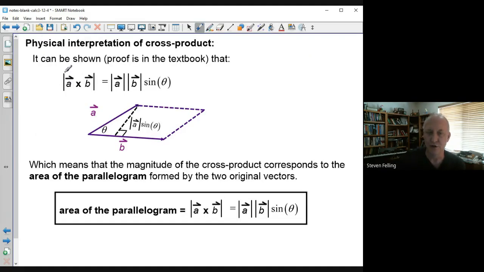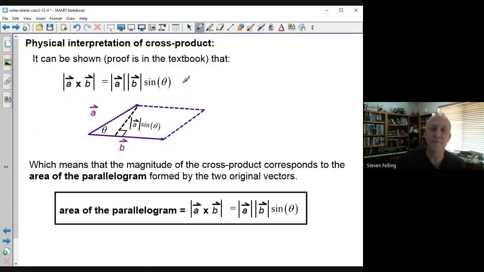It turns out that you can show that the magnitude of the cross product of two vectors is equal to the magnitude of the first vector times the magnitude of the second vector, but times the sine of the angle between the two vectors. Remember, the dot product one was the magnitudes times the cosine. So there is some parallelism here between the dot product and the cross product.